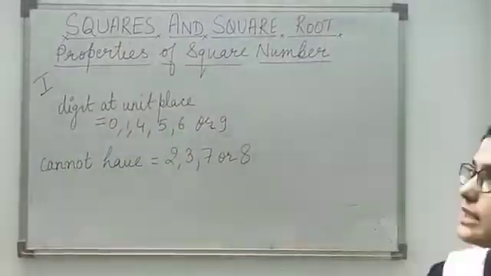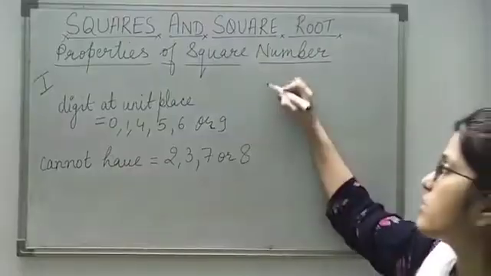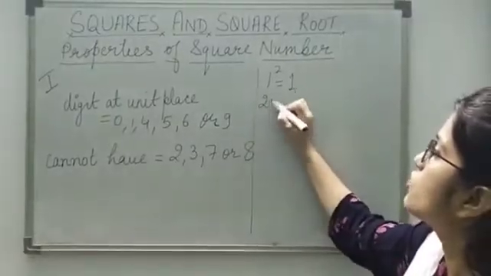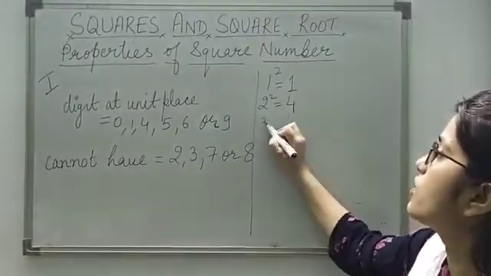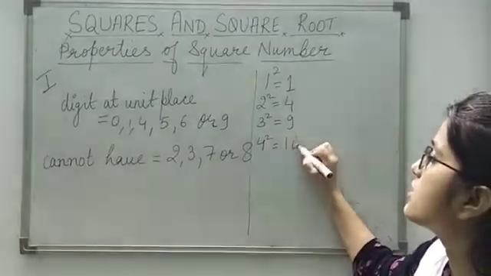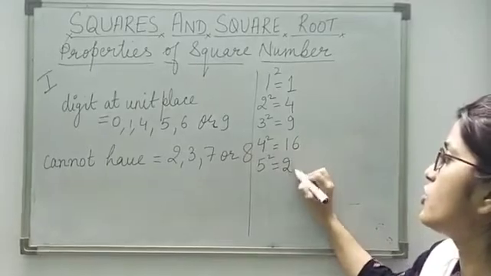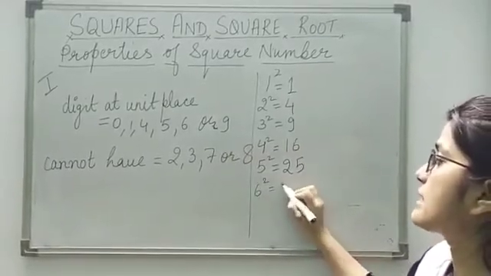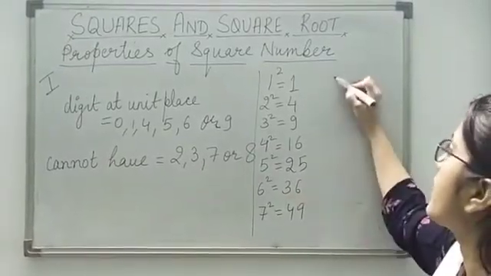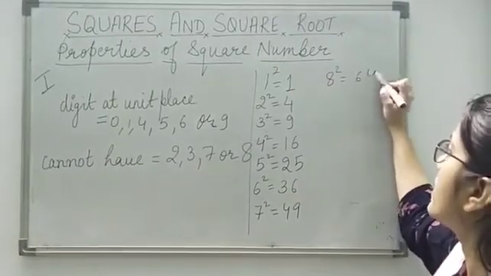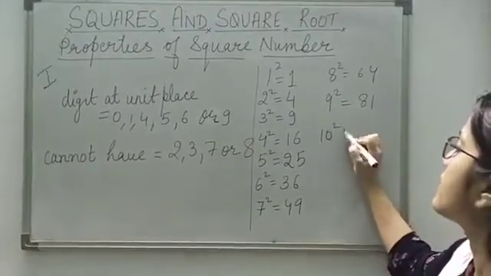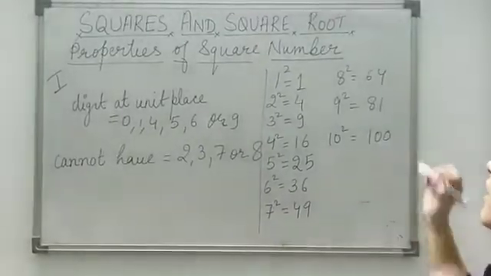Before coming to the properties, let me quickly write down all the square numbers till 10. That is 1 square will be 1, 2 square, 2 2s are 4, 3 square, 3 3s are 9, 4 square, 4 4s are 16, 5 square, 25, 6 square, 6 6s are 36, 7 square, 7 7s are 49, 8 square, 8 8s are 64, 9 square, 9 9s are 81, and 10 square, that is 100.